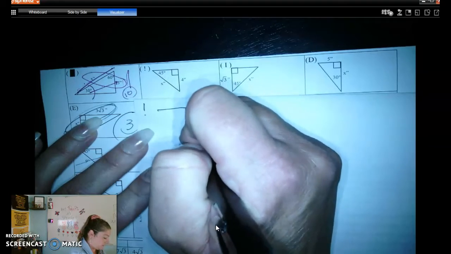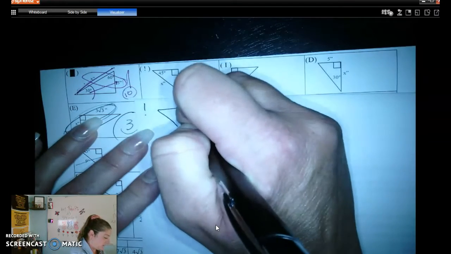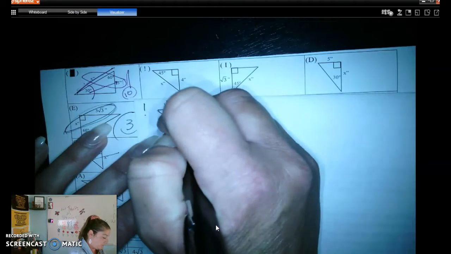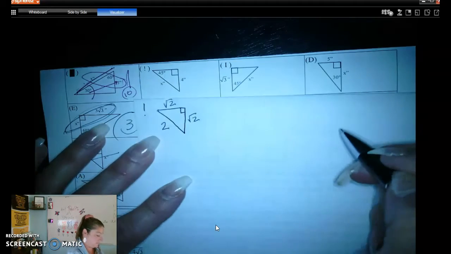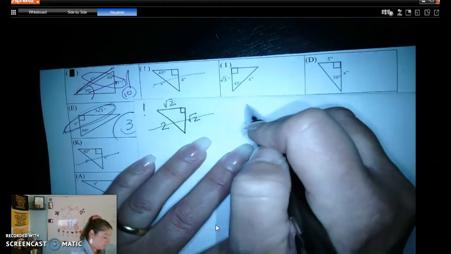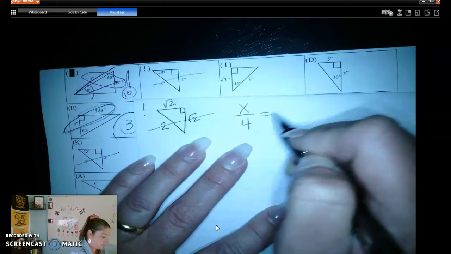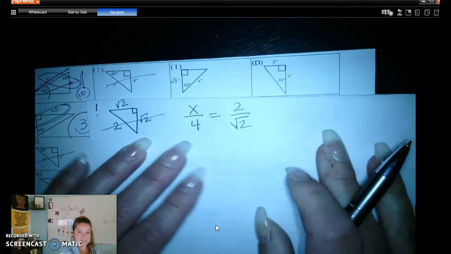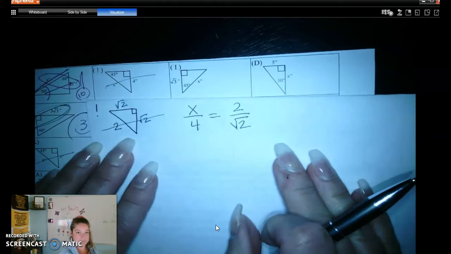Okay, so here's this one. This is a 45, 45, 90 triangle again. And so I'm going to have 2 and then root 2s. And then x over 4 equals 2 over root 2. Make sure when you set this up that you've got the right things in the right place. Everything should kind of line itself up, okay?